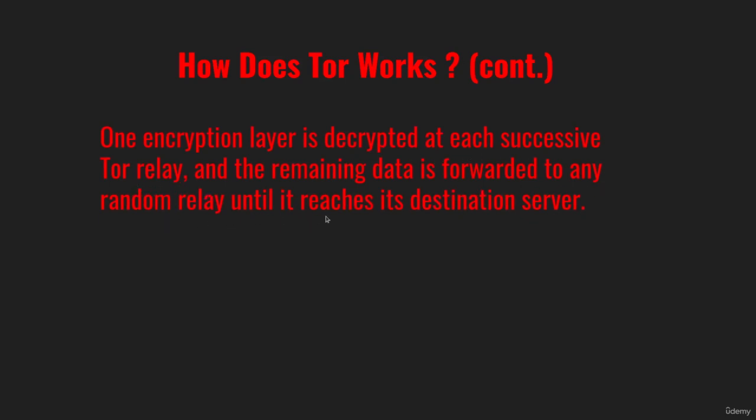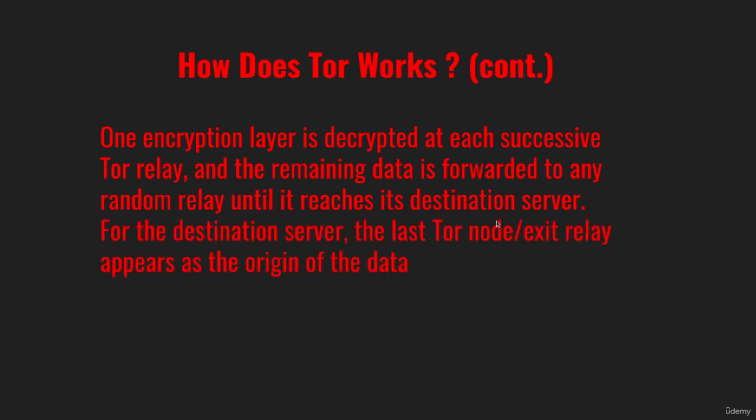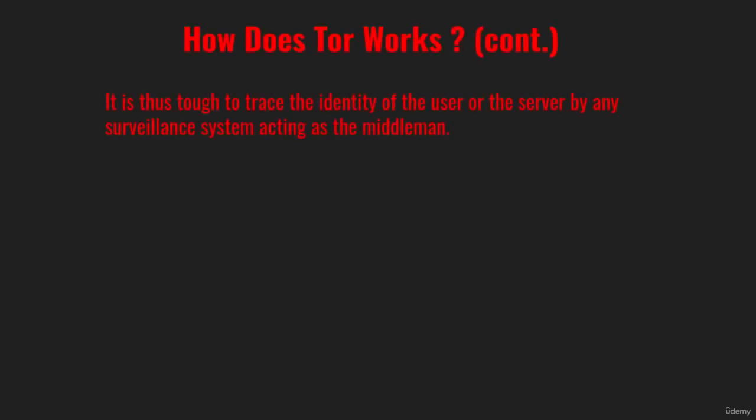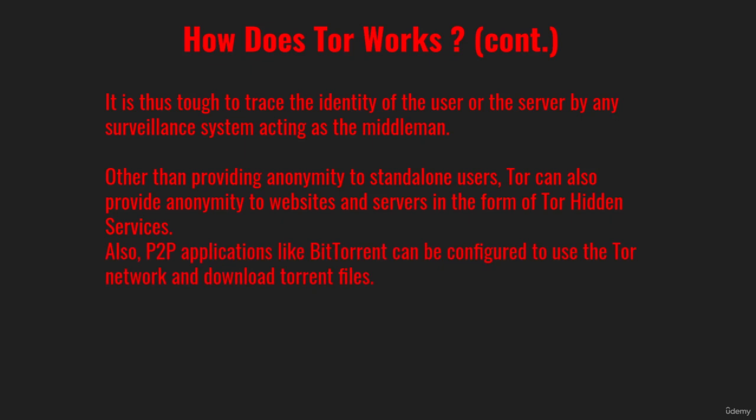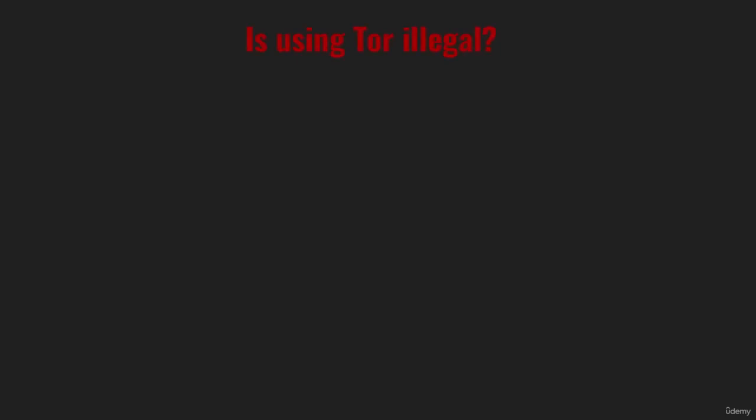to any random relay until it reaches its destination server. So for the destination server, the last Tor node, or exit relay, appears as the origin of the data. Thus, it's tough to trace the identity of the user or the server by any surveillance system acting as the middleman. Other than providing anonymity to standalone users, Tor can also provide anonymity to your websites and servers in the form of Tor hidden services. Also, peer-to-peer applications like BitTorrent can be configured to use the Tor network and download torrent files.